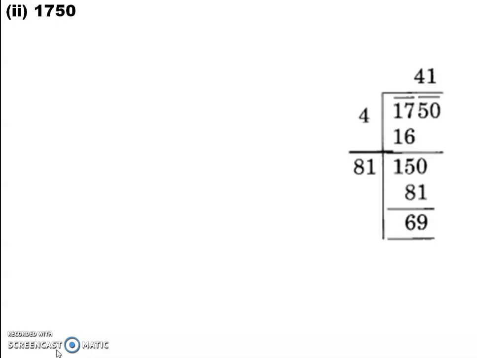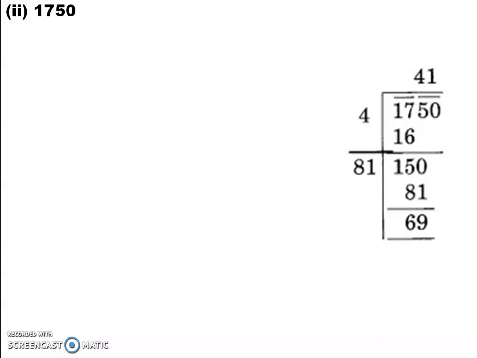1750. What is the first step? Do the long division method. This is the long division method for 1750. Since 1750 is not a perfect square number, you will get a remainder. And what is the quotient in this case? The quotient in this case is 41. So which will be the next number? 42. The next number after 41 is 42.